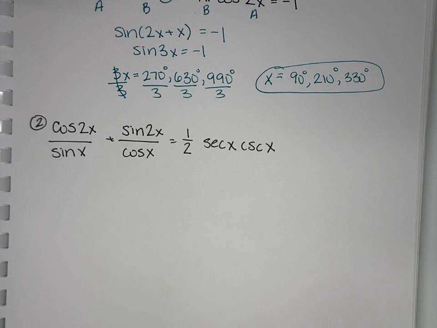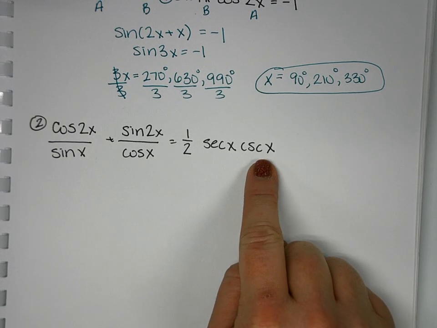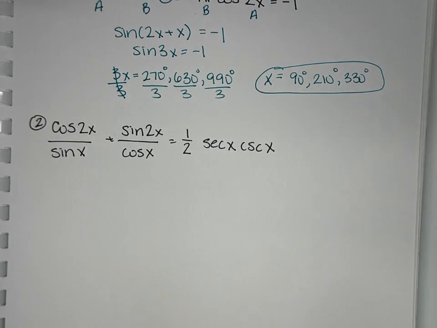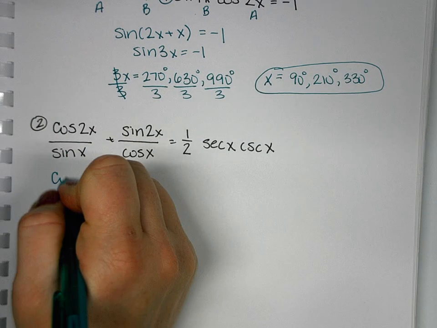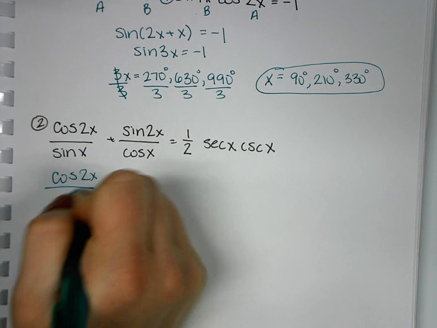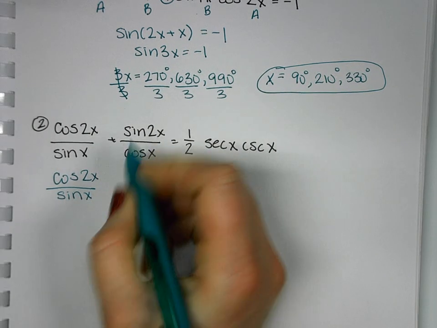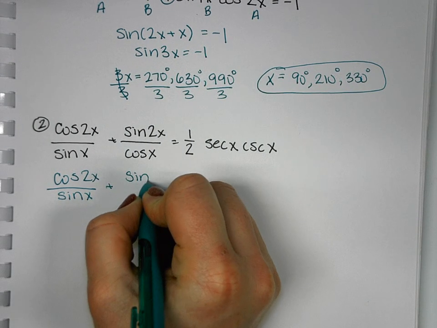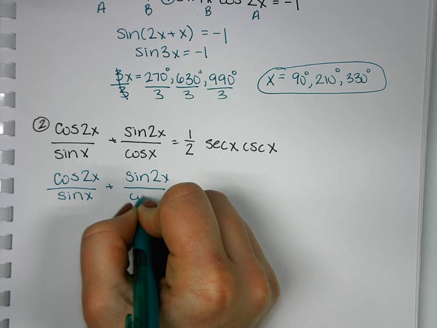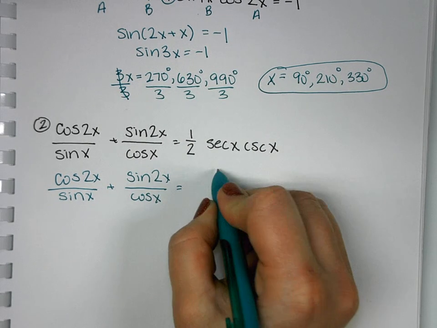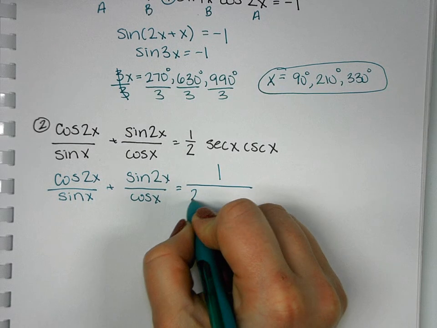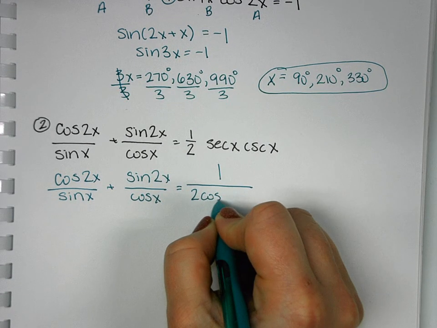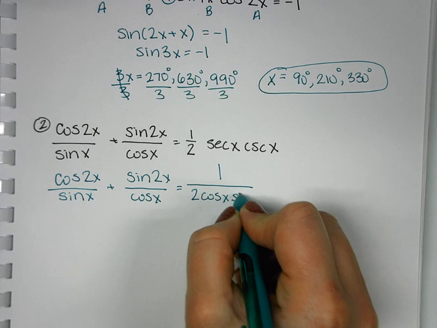So when I look at this, I go, okay, I know I can change these to sine and cosine to help me get all sine and cosines. So let's start with that. So I'm just going to copy this down. Cosine 2x, sine x, sine 2x, cosine x, and then secant comes to the bottom as a cosine x, and cosecant can come to the bottom as a sine x.